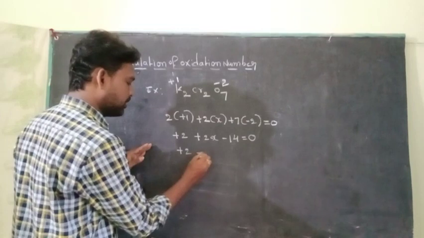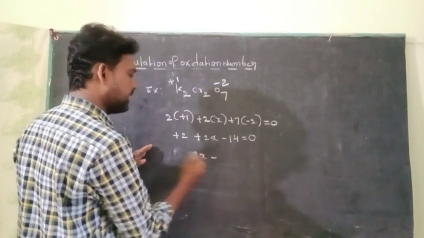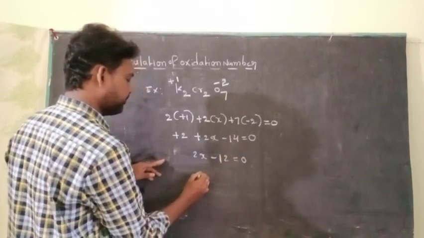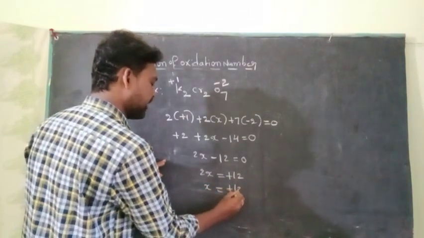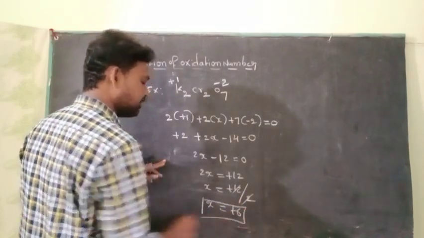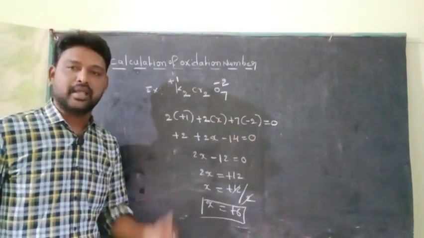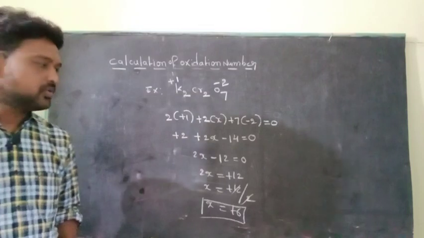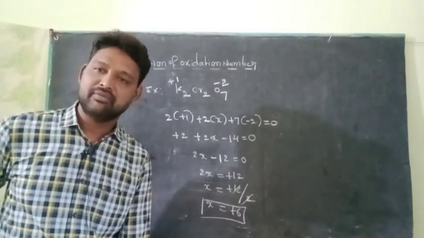So plus 2 plus 2x, sorry, so 2x minus 12 equal to 0. The 2x equal to plus 12, x is equal to plus 12 by 2, so x is equal to plus 6. Here x is nothing but chromium. So in this compound, the chromium oxidation number is plus 6. So by using this method, we can calculate the oxidation number of any element in a given compound.